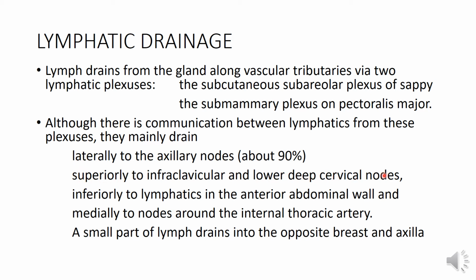About 90% of lymph drains laterally to the axillary lymph nodes, and then superiorly to infraclavicular and lower deep cervical lymph nodes, inferiorly to lymphatics on the anterior abdominal wall, medially to nodes around the internal thoracic artery, and a small part of lymph drains to the opposite breast and axilla.